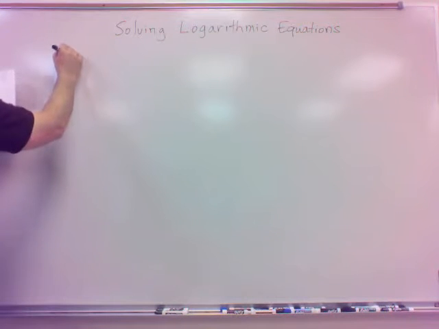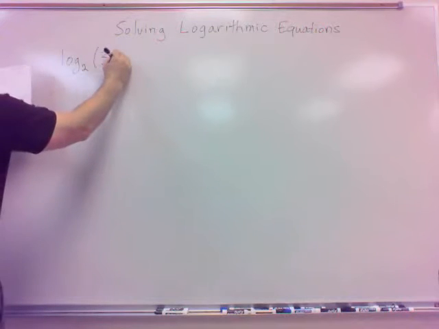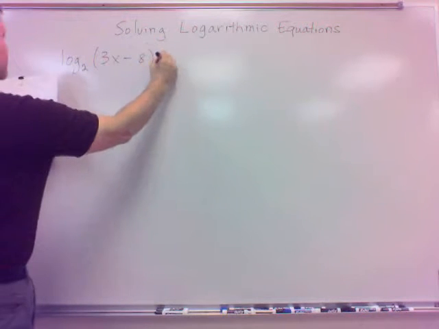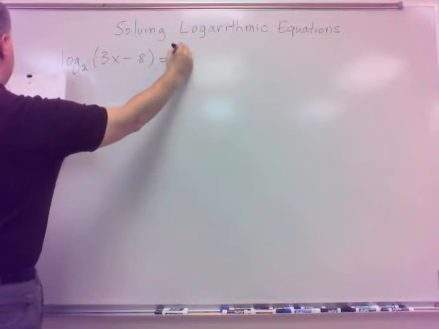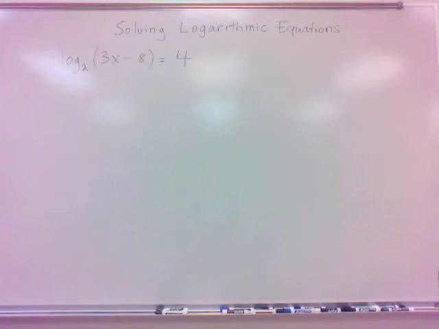So let's say we've got the log base 2 of 3x minus 8 equals 4. Log base 2 of 3x minus 8 is going to equal 4. What we're going to utilize here is a little technique.